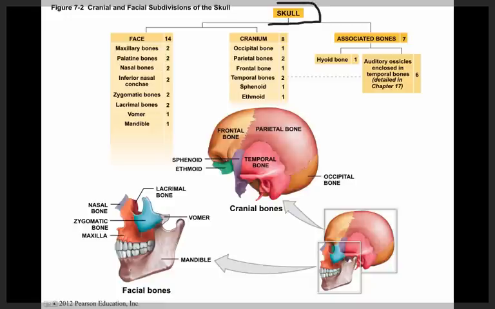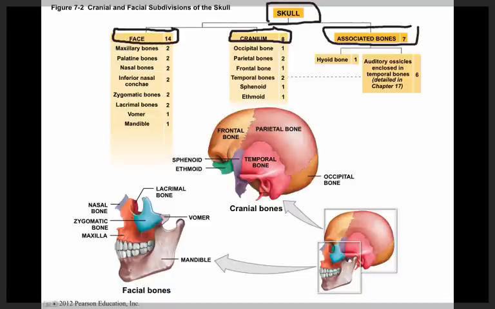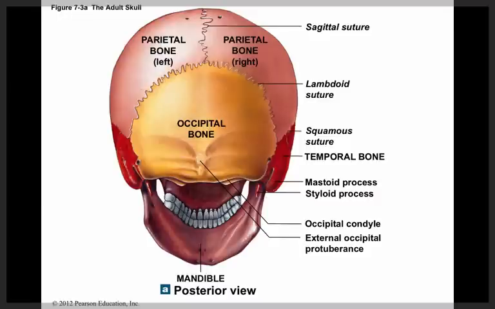The skull is a complicated structure that contains many bones. The large bones of the skull are the cranial bones, and the cranium has 8 bones. The smaller bones of the skull are the facial bones, and there are 14 of those facial bones. There are also 7 associated bones in the skull. First, we'll go over the 8 cranial bones.